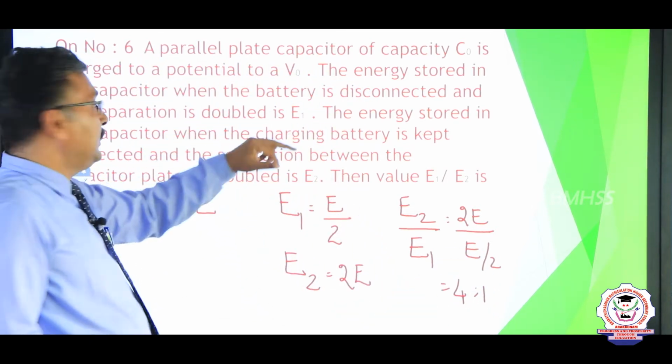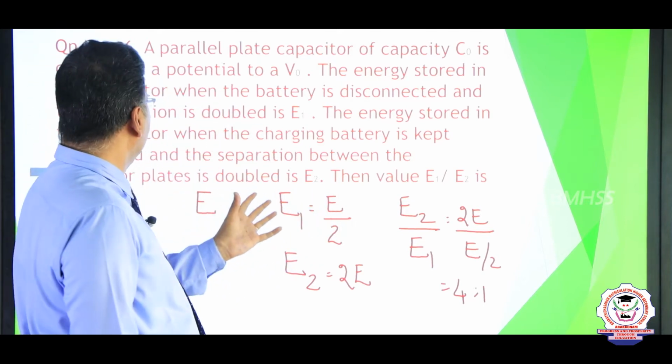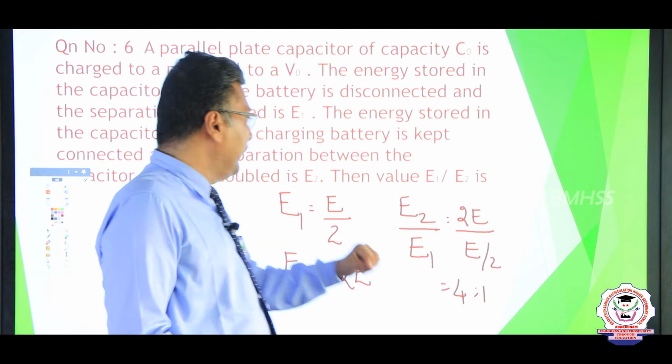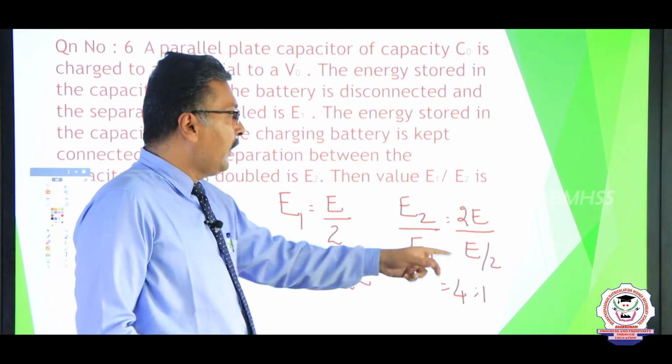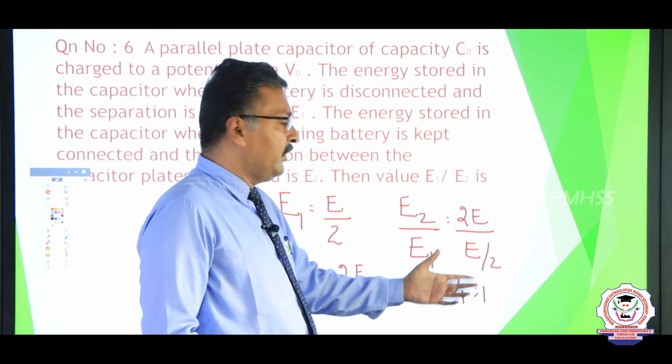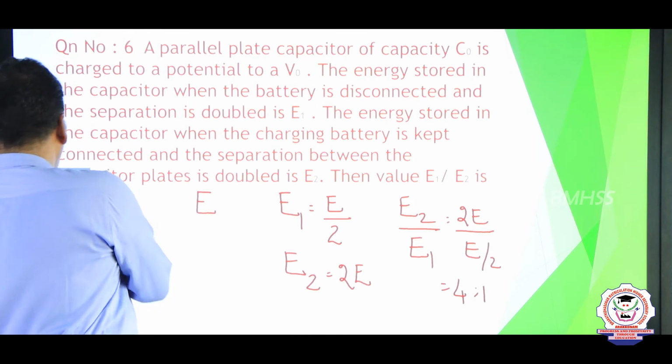It says that the energy is stored in the capacitor, the battery is disconnected. First the battery is disconnected and the plate separation is doubled. When it is disconnected, it is E by 2, and when it is doubled, energy is 2E. So I am simply dividing E2 by E1, and I am getting the value 4:1. So we will go to the next problem.